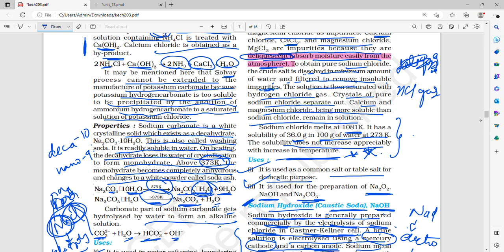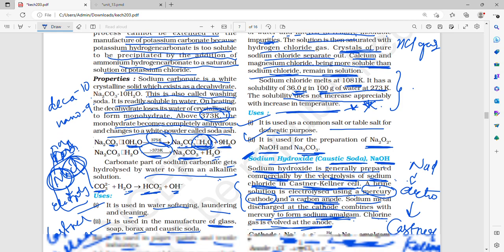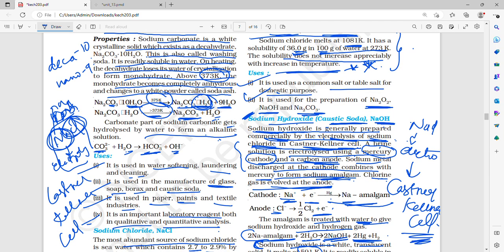Crystals of pure sodium chloride separate out. Calcium and magnesium chloride, CaCl2 and MgCl2, which are more soluble than sodium chloride, remain in the solution. Sodium chloride melts at 1081 Kelvin, and it has a solubility of 36 grams in 100 grams of water at 273 Kelvin. The solubility of sodium chloride does not increase appreciably with the increase in temperature.